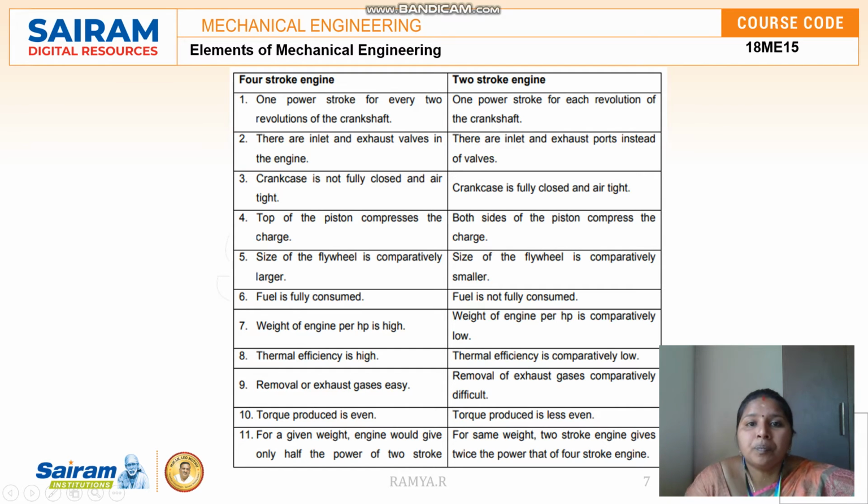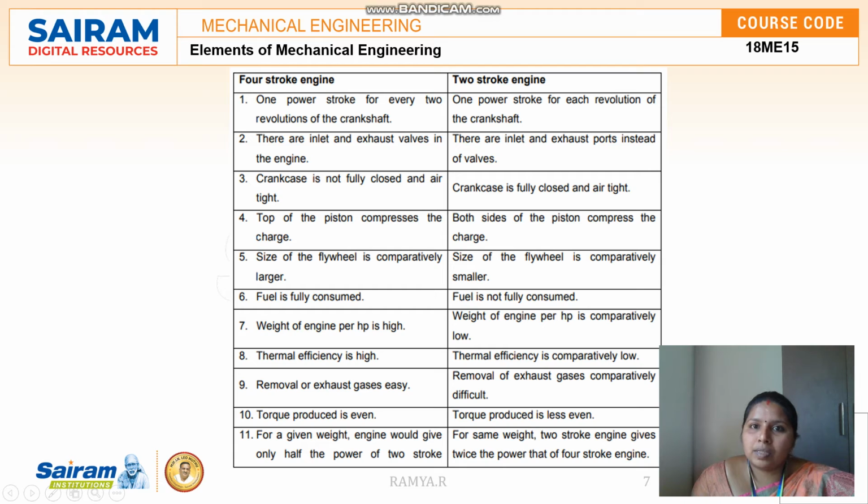So next comes the differentiation between the two stroke engine and a four stroke engine. One power stroke for every 2 revolutions of the crankshaft in a 4 stroke engine, and in case of a 2 stroke engine, one power stroke for each revolution of the crankshaft. There are inlet and exhaust valves in a four-stroke engine, and here there are ports. Instead of valves, we have ports, and the crankcase is not fully closed and airtight. Here, in case of a two-stroke engine, the crankcase is fully closed and airtight.